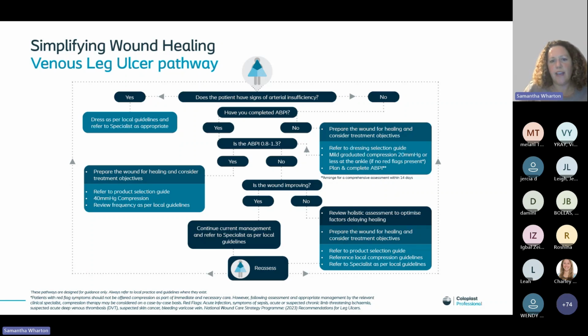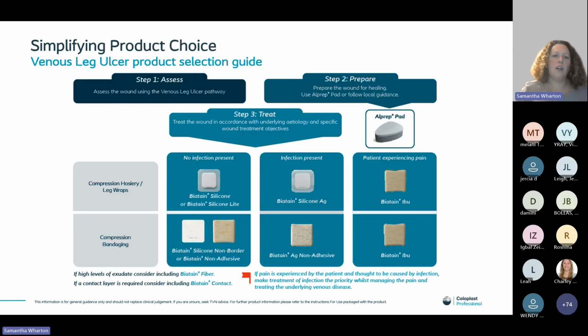Is it improving? Yes, continue with your current management. If it's not, review that holistic assessment, go right back to the beginning. Have you missed something? Is something happening? Do you need other specialist input? And then we've also got a product selection guide at the back, just again to help you identify that simplified approach, that simplified framework. So doing that assessment, preparing the wound using all prep pad, and then treating it.